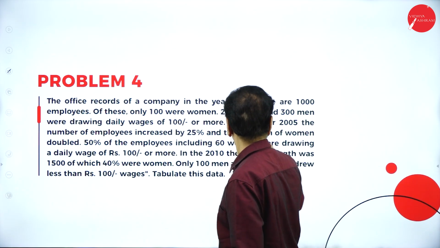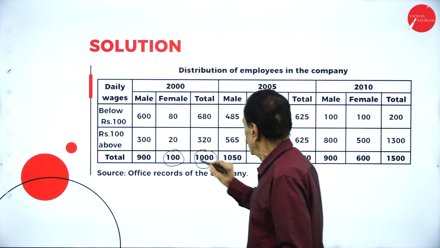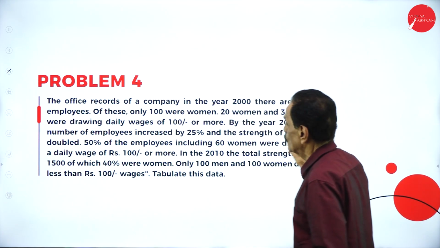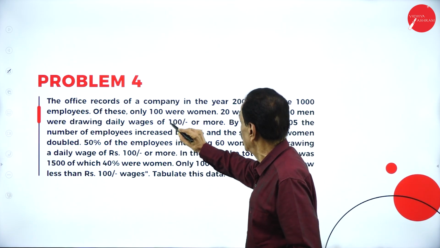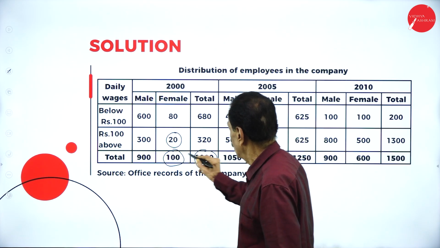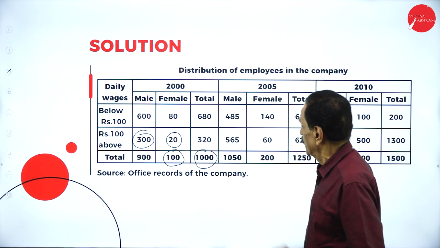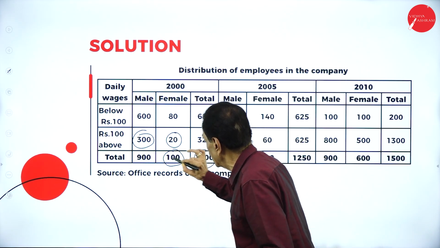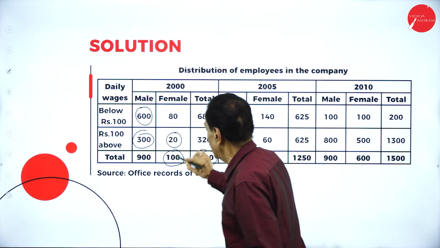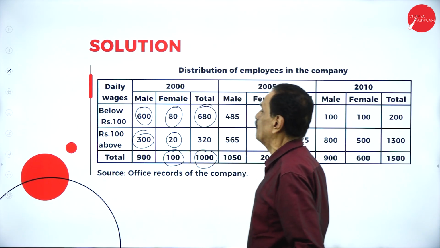300 men here drawing wages of 100 or more, and 20 women. Out of 1,000 employees, 100 women, 20 women and 300 men drawing 100 rupees or more. So out of 1,000, 100 gone, 900. 900 minus 300 is 600. 100 minus 20 is 80. 1,000 minus 680. Missing figure.